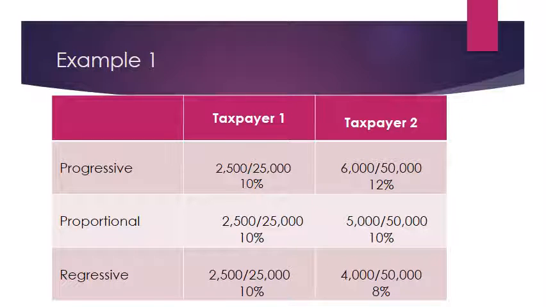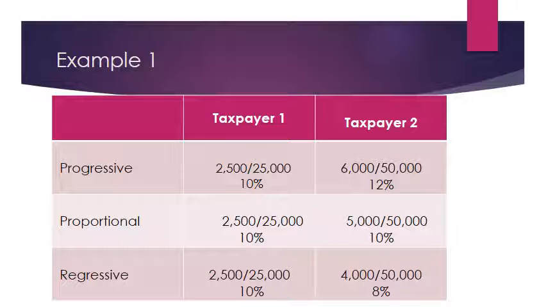The first example we have here is for income taxes. So we have two taxpayers, taxpayer 1 and taxpayer 2. Taxpayer 1 has an income of £25,000, whereas taxpayer 2 has an income of £50,000. So the income tax that taxpayer 1 has to pay is £2,500, whereas taxpayer 2 has to pay £6,000. So in order to calculate the effective tax rate, we divide the tax paid by the income.